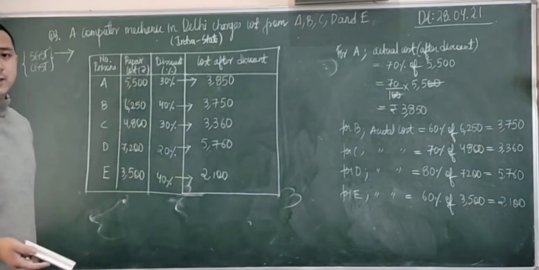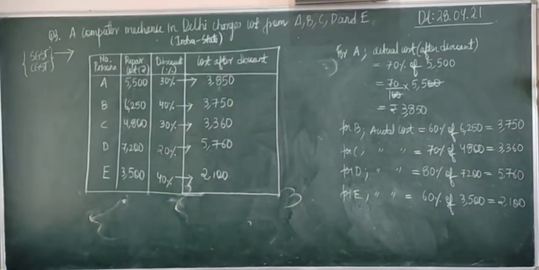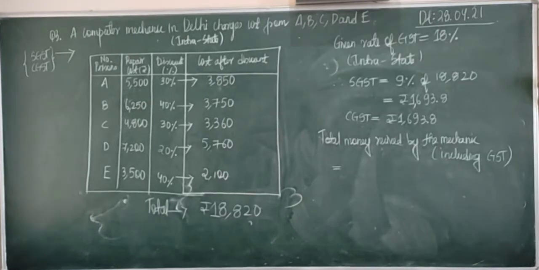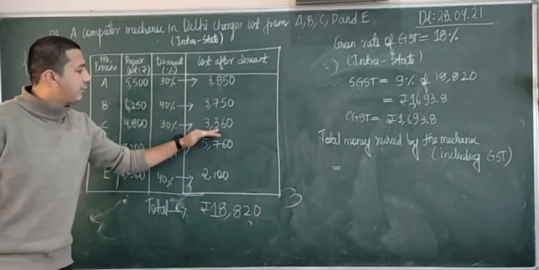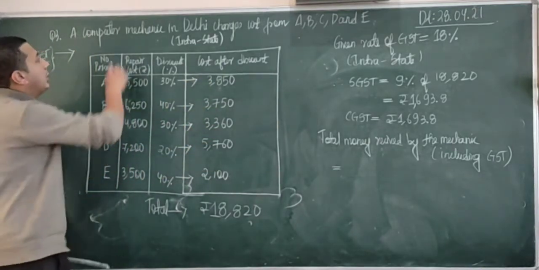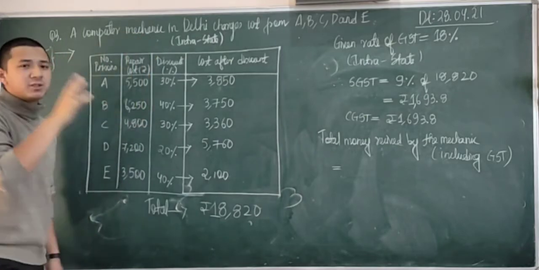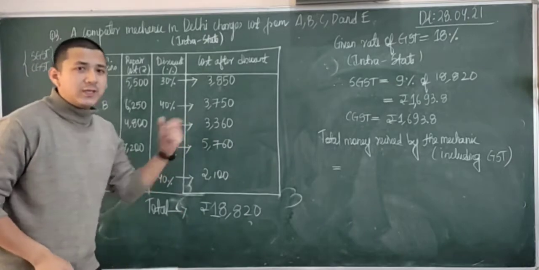We'll have to now calculate the GST. Am I clear? So pause the video, note it down. Alright, let us proceed now. I hope you are clear with this table now. How are we getting these values? Now we have to calculate how much money will this mechanic get from these 5 persons A, B, C, D, E, including the GST, isn't it?